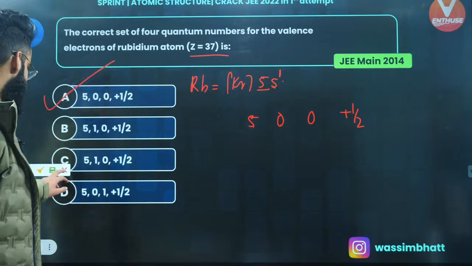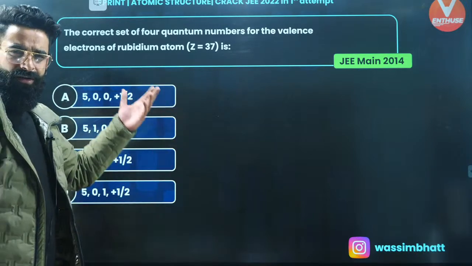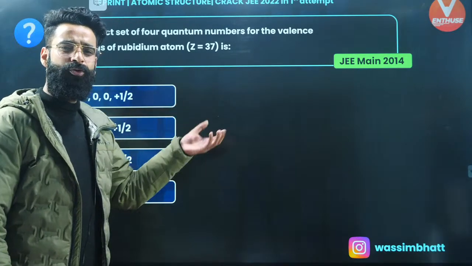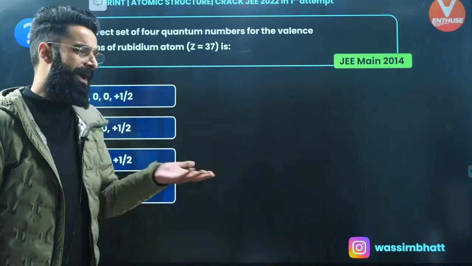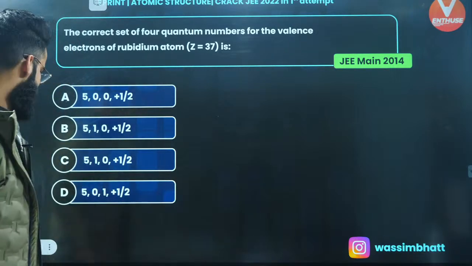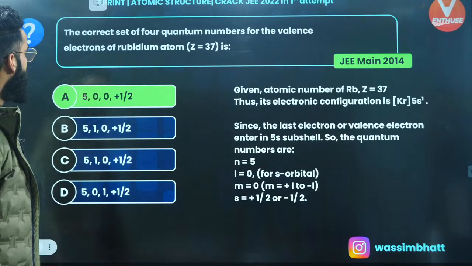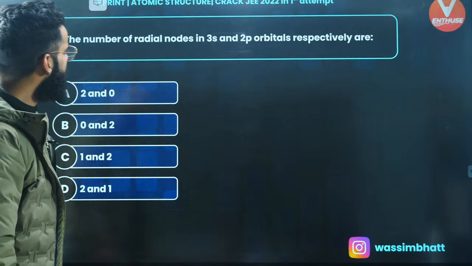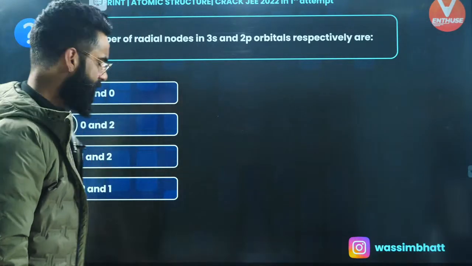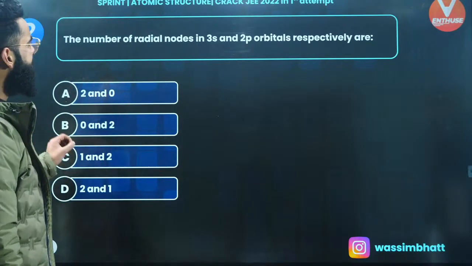Again simple. You guys know L value is from 0 to n minus 1. M value is from minus L to plus L. That's something every one of you will be knowing. Anyways, moving on to one more. The number of radial nodes in 3s and 2p.